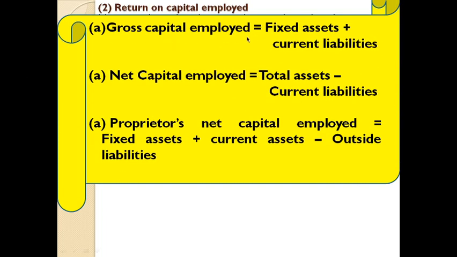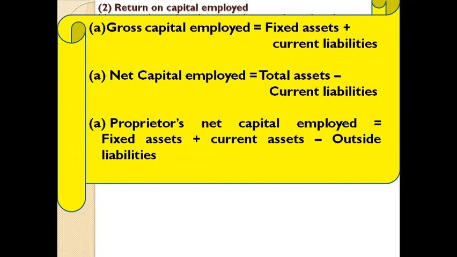Sometimes the capital employed can be specified as gross capital employed. That means fixed assets plus current assets. It's a simple equation. And sometimes it can be expressed as net capital employed. It means total assets minus current liabilities. And finally, proprietary net capital employed, that is from the proprietor's point of view or shareholder's point of view. The equation is fixed assets plus current assets minus outside liabilities. Remember, the outside liabilities means short term as well as long term liabilities.